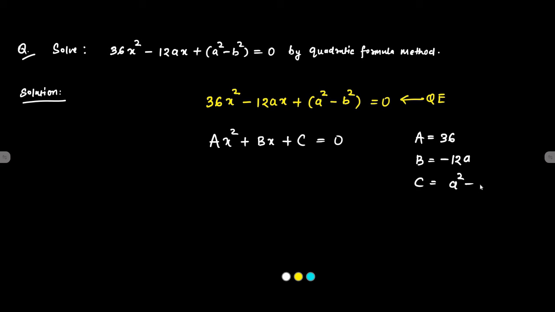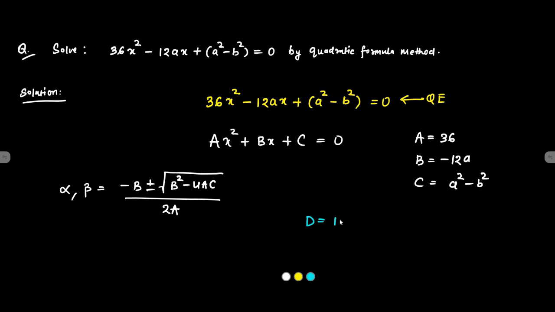So here, as per the quadratic formula, we will determine the roots of the quadratic equation, alpha beta, which is equal to minus B plus minus root over of B square minus 4AC by 2A. Here B square minus 4AC is called the discriminant, D. So first we'll calculate the discriminant, B square minus 4AC.